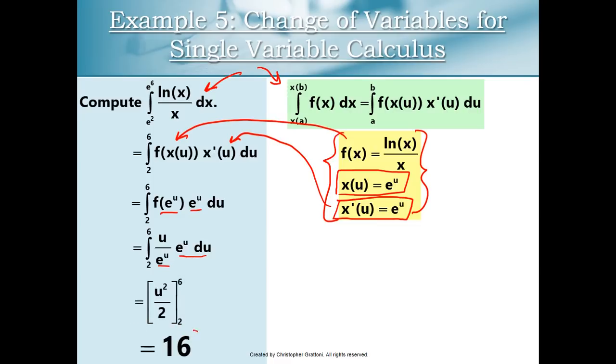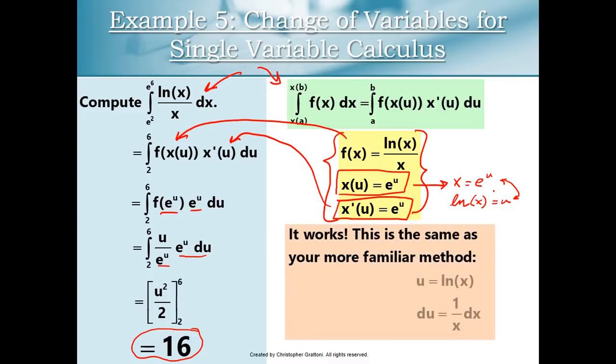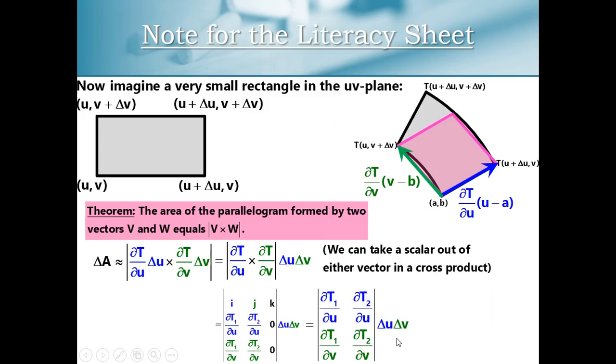If you don't believe me, try last year's u substitution method that you know. You'll get 16 as well, and you're going to see that while I was writing x equals e to the u, you were probably writing that the natural log of x is equal to u. Well, those are the exact same expression, just written as inverse functions of each other. And you can see right here, it is the same as last year.